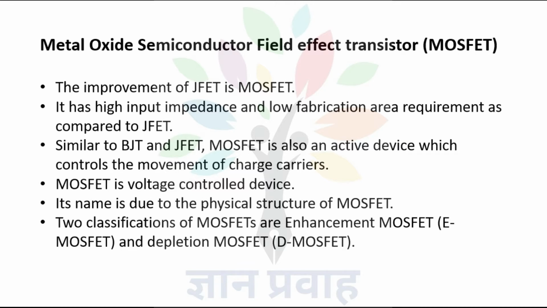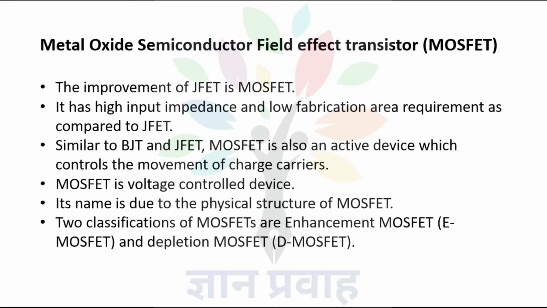Metal oxide semiconductor field effect transistor. It is the improvement over JFET and its name is metal oxide semiconductor because of its physical structure, because it consists of one layer of metal, one layer of oxide and semiconductor materials. It has numerous advantages as compared to JFET. That's why it is a widely used FET. It has high input impedance and low fabrication area requirement as compared to JFET.